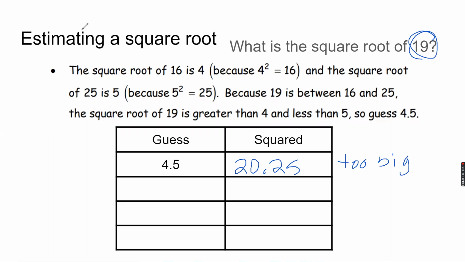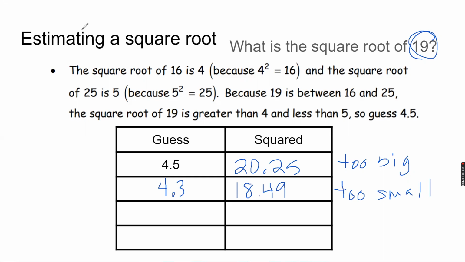So I was at 4.5. How about we try 4.3? We'll go down 2. So in my calculator, I'm typing 4.3 times 4.3, and I end up with 18.49. Well, that number's really close, but right now it's still too small.